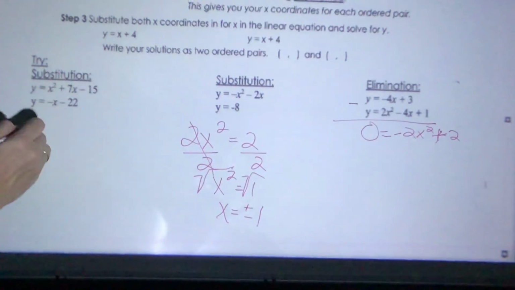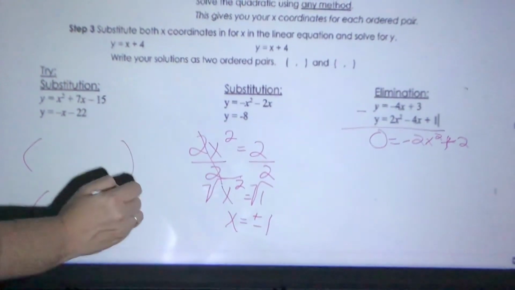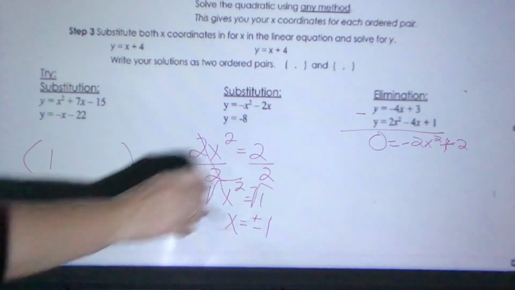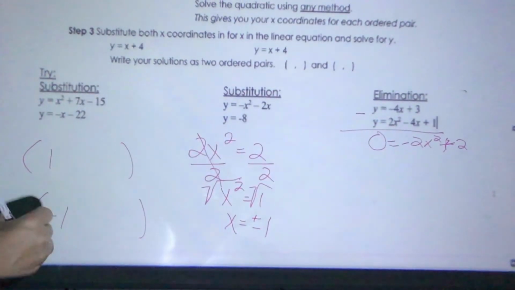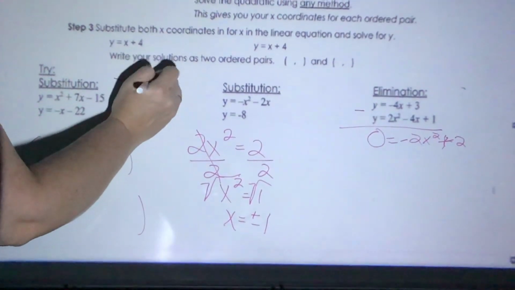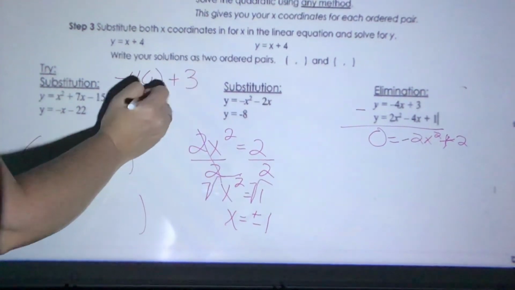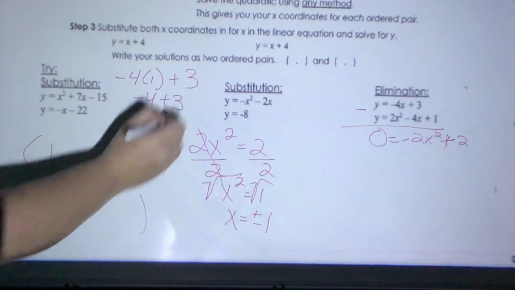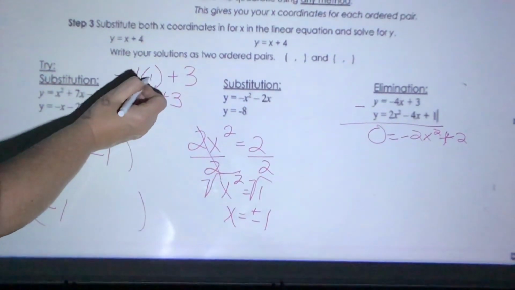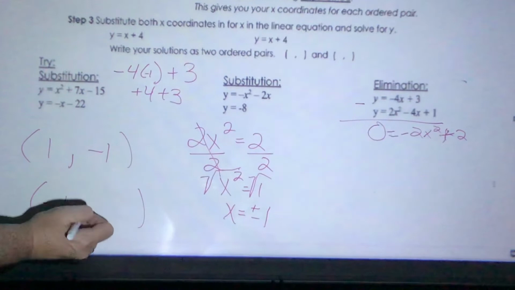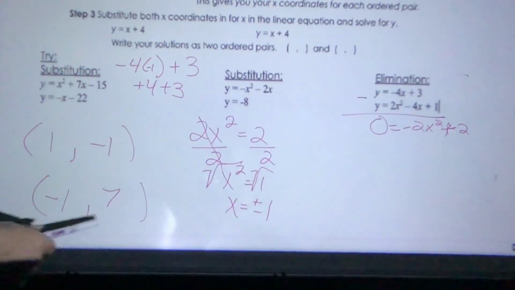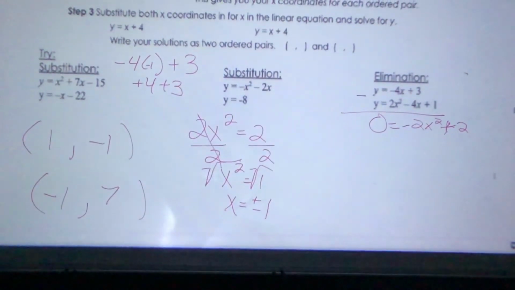So my two x values, so my two places where that parabola crosses that line, are positive 1 and negative 1. I'm now going to plug into my linear equation to get my y number. So I'm going to do negative 4 times 1 plus 3. And I get negative 1 for that one. Then I'm going to change this to negative 1, and I'm going to get 7 for my other y number. So these would be the 2 points where the parabola and line would cross.